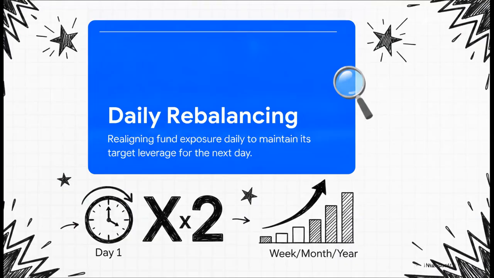Listen, this is where the magic and honestly the risk really happens. You can think of daily rebalancing as pressing a giant reset button at 4 p.m. Eastern Time every single afternoon. Every day starts entirely fresh at a 2x multiple, completely ignoring what happened the days prior. That leverage target, it applies only to single-day returns, not to your weeks, your months, or your years.